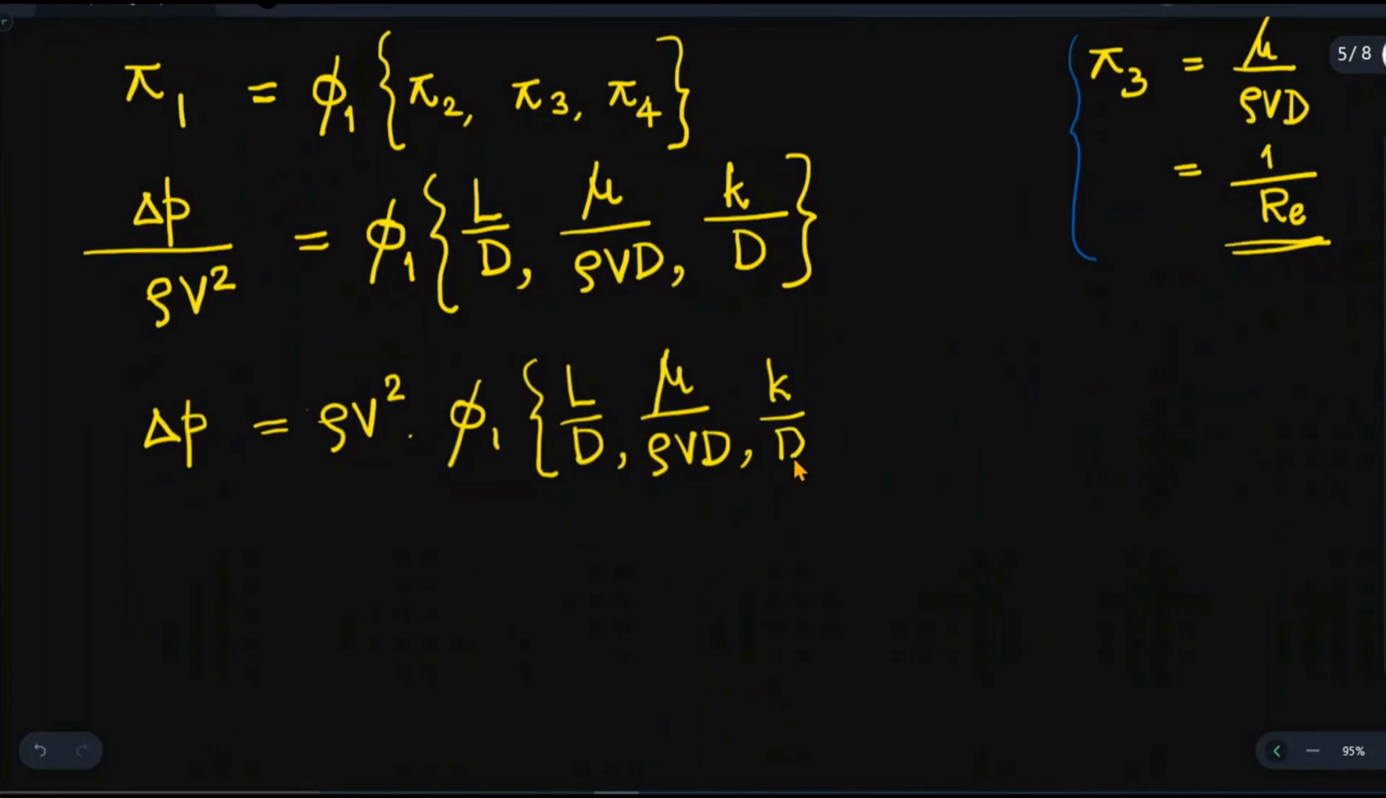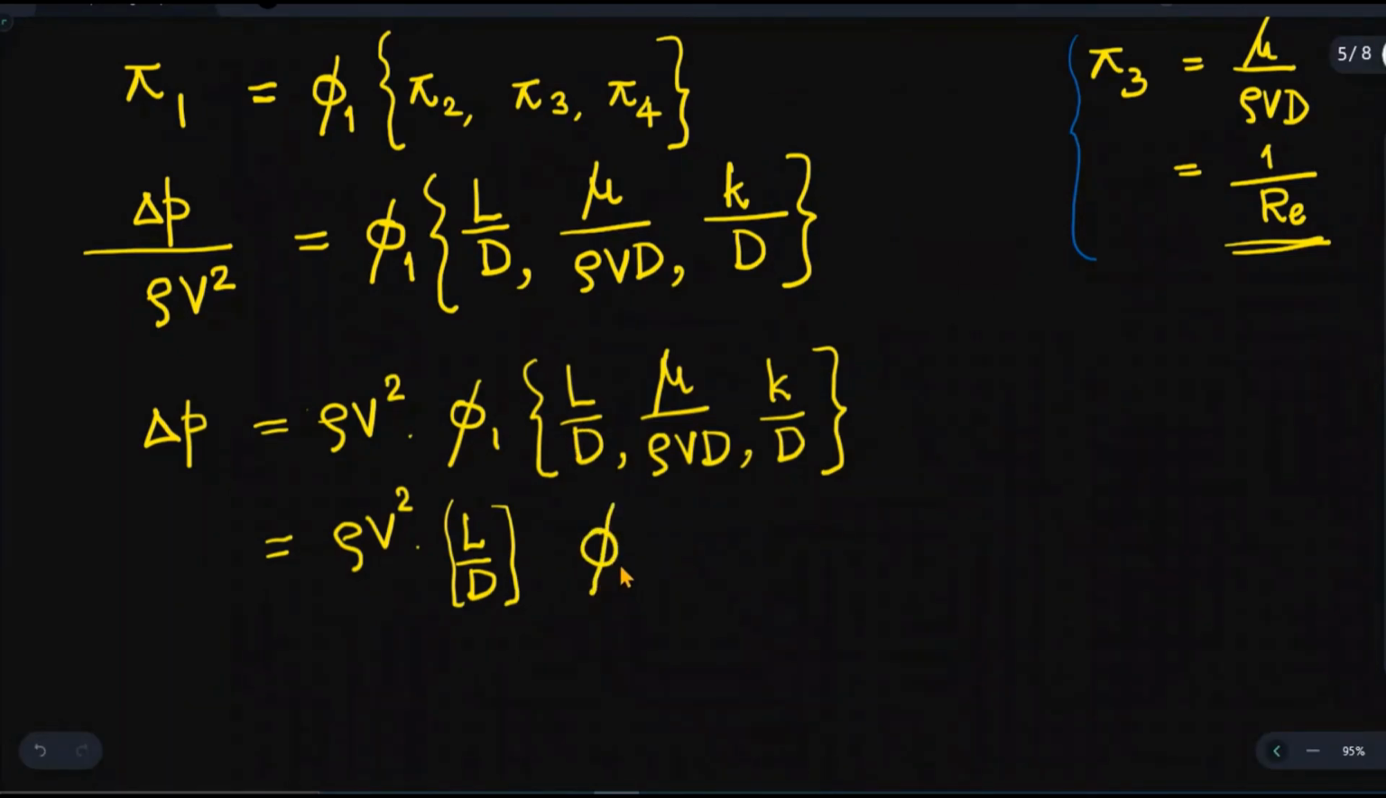Some manipulations without affecting the functional nature of these non-dimensional groups obtained. So rho V square, and what essentially the researchers found is that L by D is independent of this. So L by D can be taken out. That is important, L by D, not always. This is from the experimental observations. But the moment you take this out, you have to use another function, say phi 2 of.